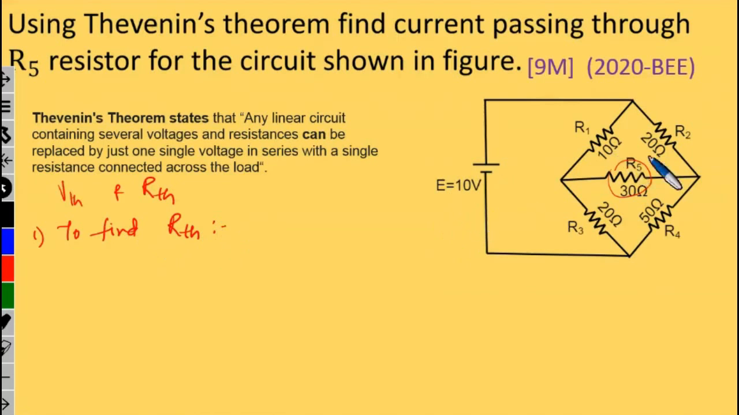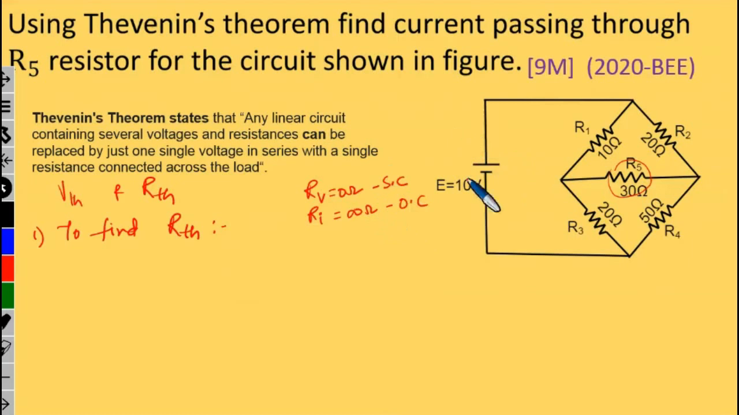you need to remove the resistor where it is asked for voltage or current. This resistor is now known as the load resistor, because that is the point where they are asking us to find the current. So remove the load resistor and replace all the sources by their internal resistance. That is, for a voltage source we know the internal resistance is 0 ohm, so it is replaced by a short circuit. And for a current source, the internal resistance is infinity ohm, so it is replaced by an open circuit.